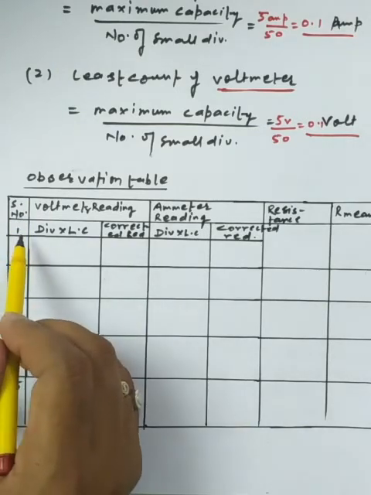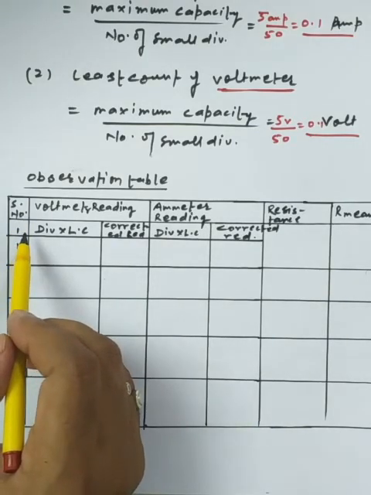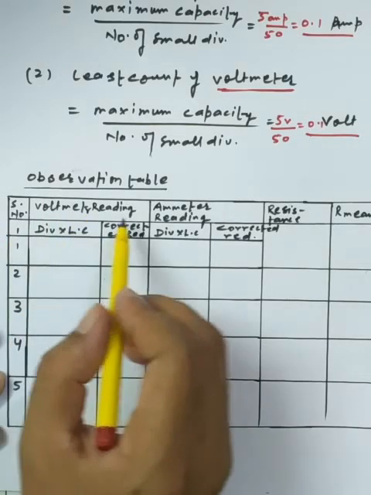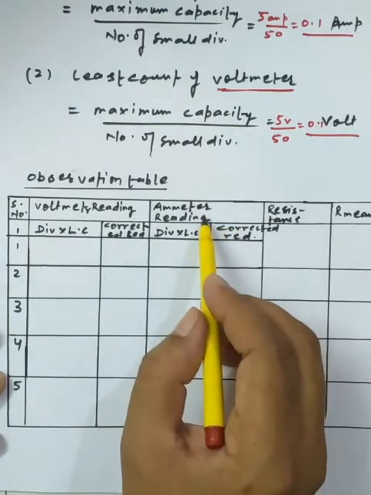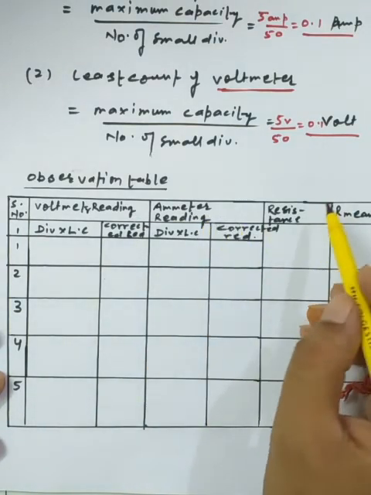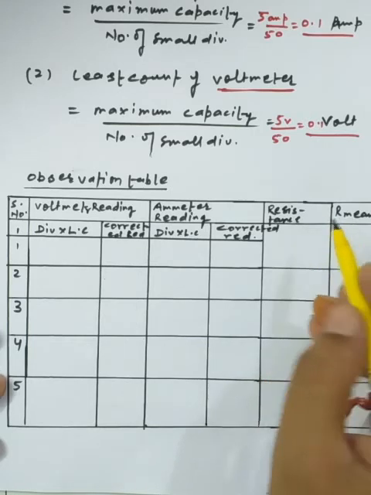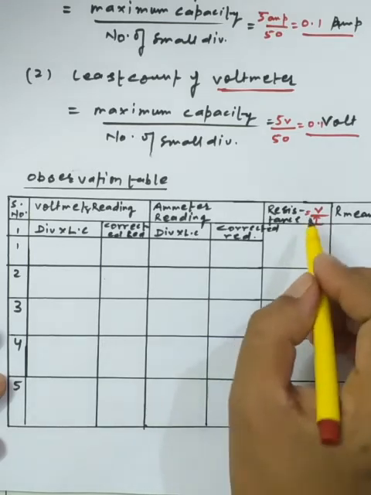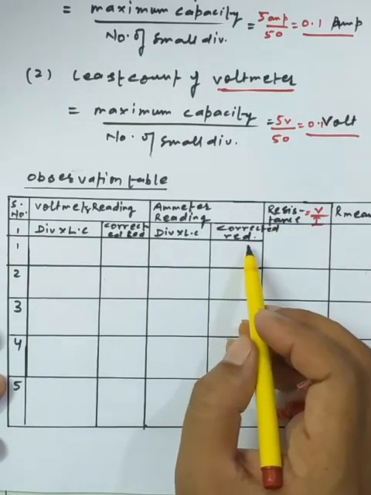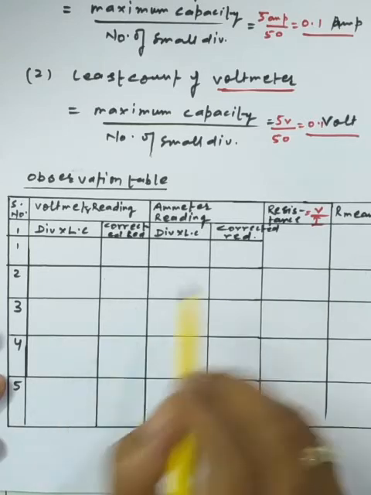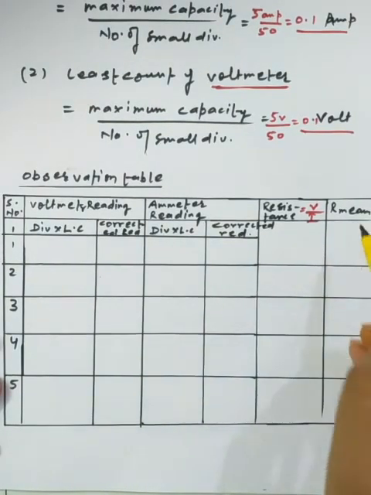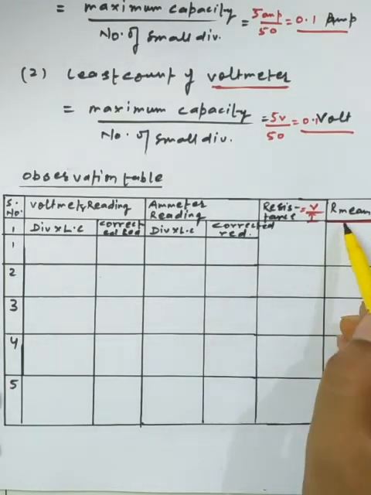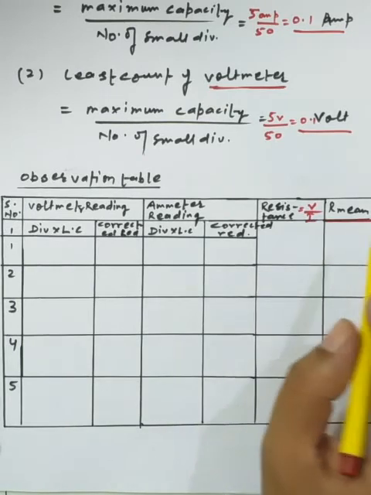So I have made the standard tabulation here. The first column is the serial number, the second is the voltmeter reading, and the third is the ammeter reading. Then we have the resistance, for which we will make the ratio. The resistance is V upon I. Whatever the correct reading of the voltmeter or the ammeter we get here, we will make the ratio. Then we have to conclude the average resistance of the resistor. So I have written here R mean. This is the simplest way to represent it.